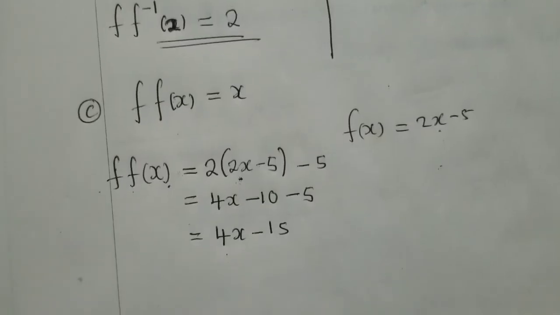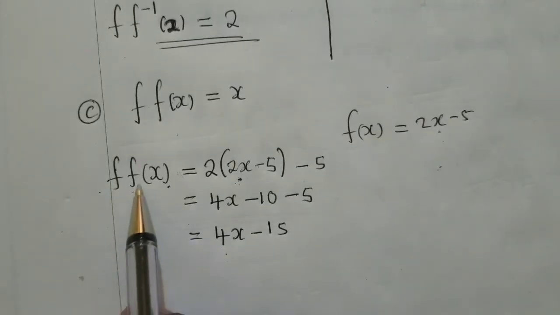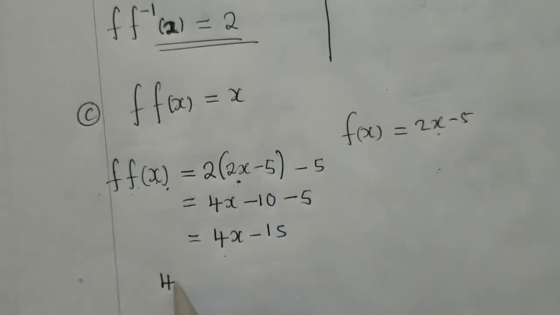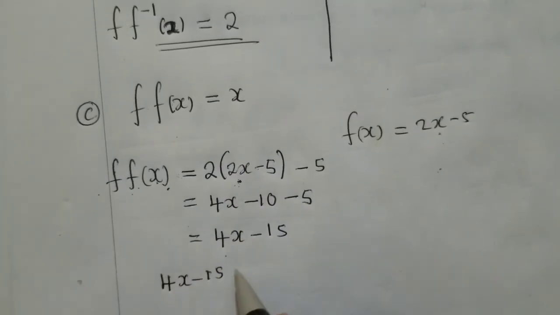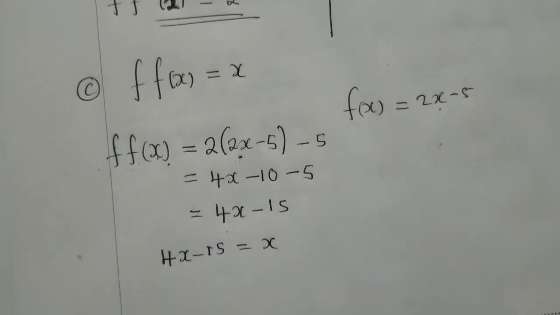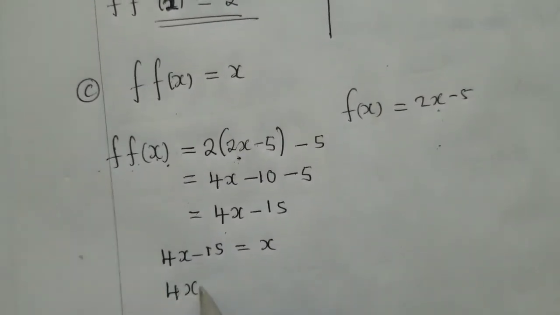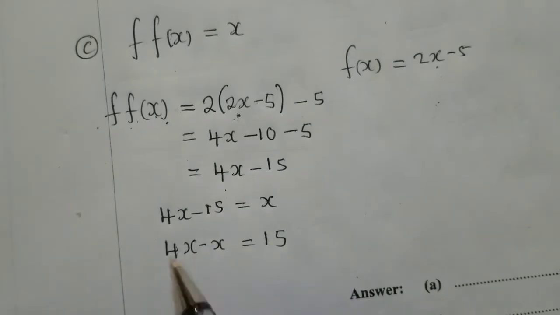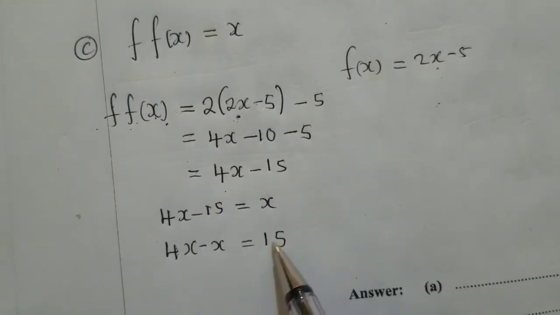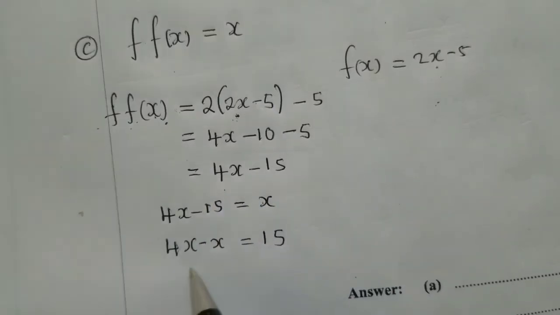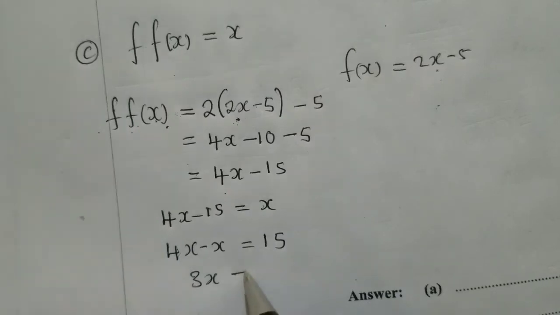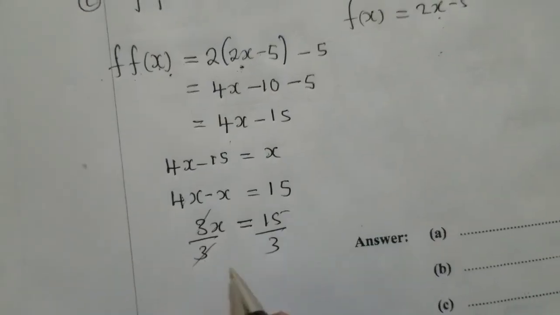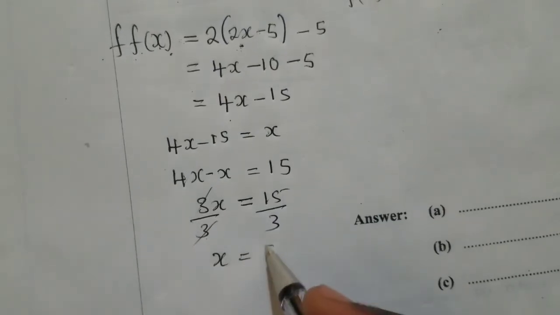Okay, so now this is f of f of x. They said it's equal to x. So we're going to say 4x minus 15 is equal to x. We group the like terms, that is 4x minus x is equal to 15. Because this negative 15 will cross the equal sign, it will be positive, and this will be negative. So I have 3x is equal to 15. Divide by 3, the value of x will be equal to 5.